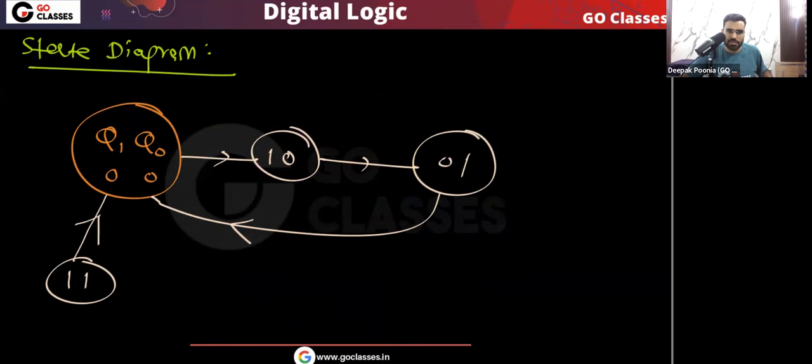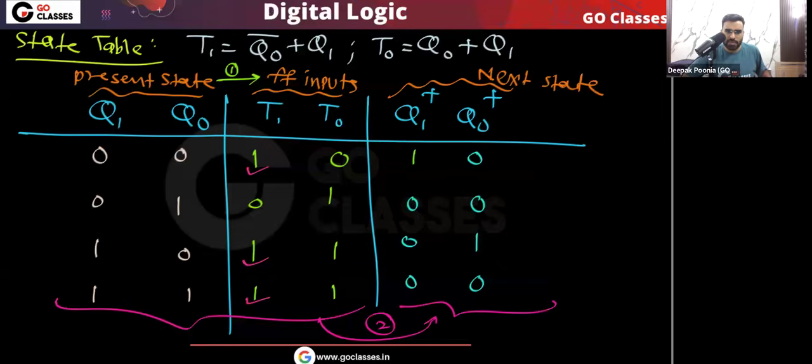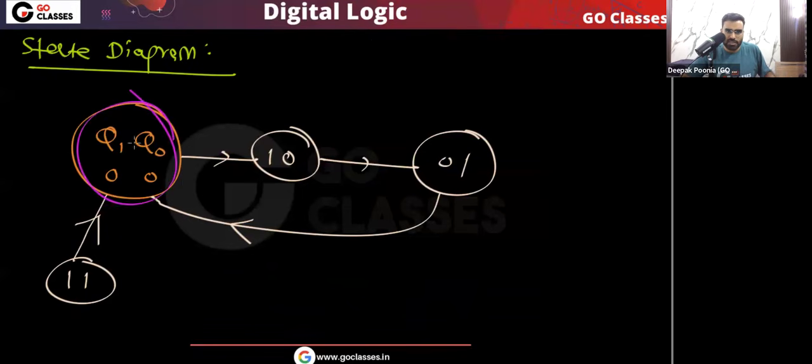What does it actually mean? Because all the T flip-flops here are positive edge triggered, it simply means that if this is your present state, then at the next positive edge, the next state will become 1, 0. So from this state, after one clock cycle, or one clock pulse, or one rising edge, the next state will be 1, 0.